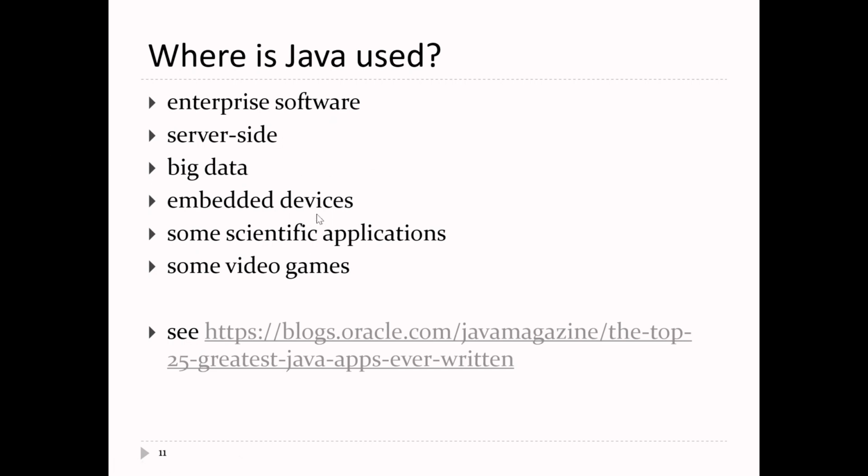Embedded devices are devices that are computers that don't look like computers. So that projector, for example, or your Wi-Fi router. Things that don't have a screen, typically they're small. Java is often used on those, although C is more common. Now, it is used in some science and engineering applications.